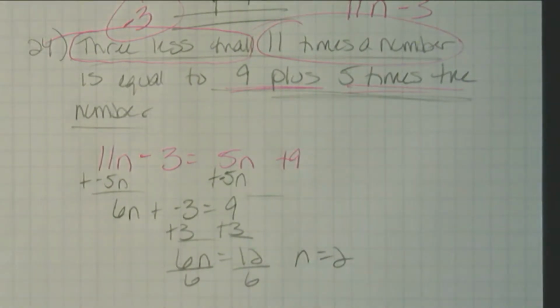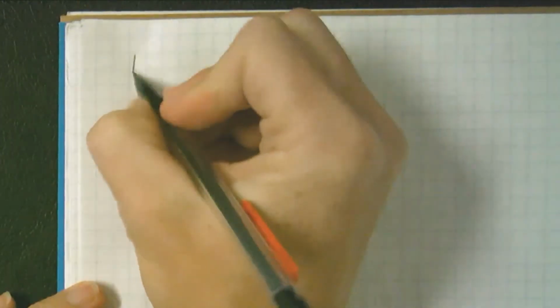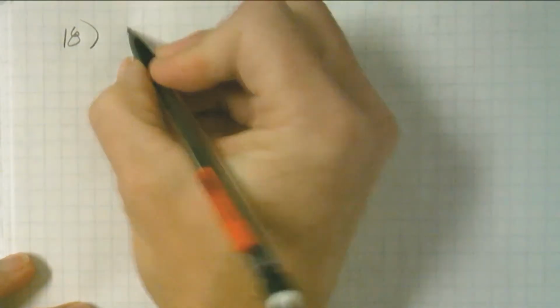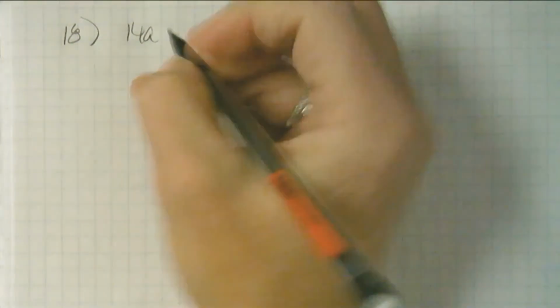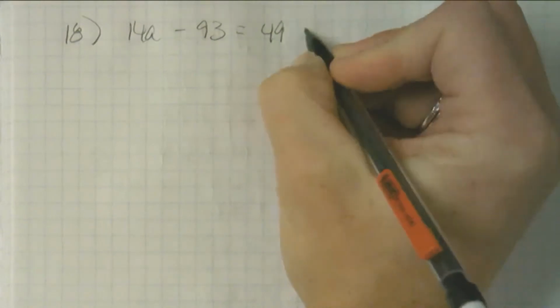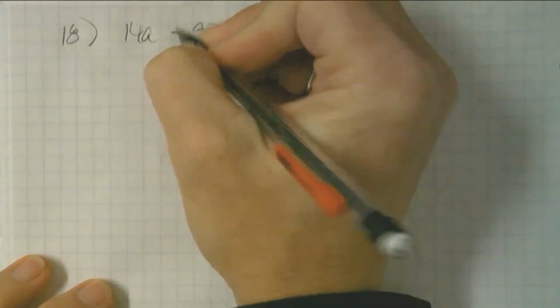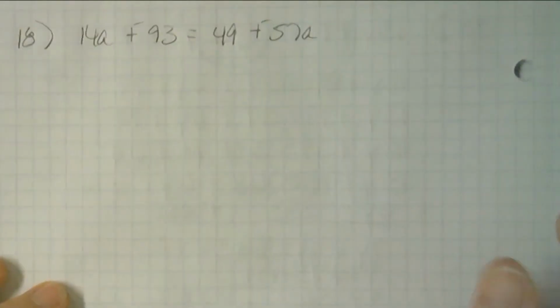All right, what else can I do for you guys? AJ? 18? Sure. So 18 said I have 14a minus 93 is equal to 49 minus 57a. Is this the one you're talking about? Okay. I'm going to do adding the opposite right away. What did you start adding?